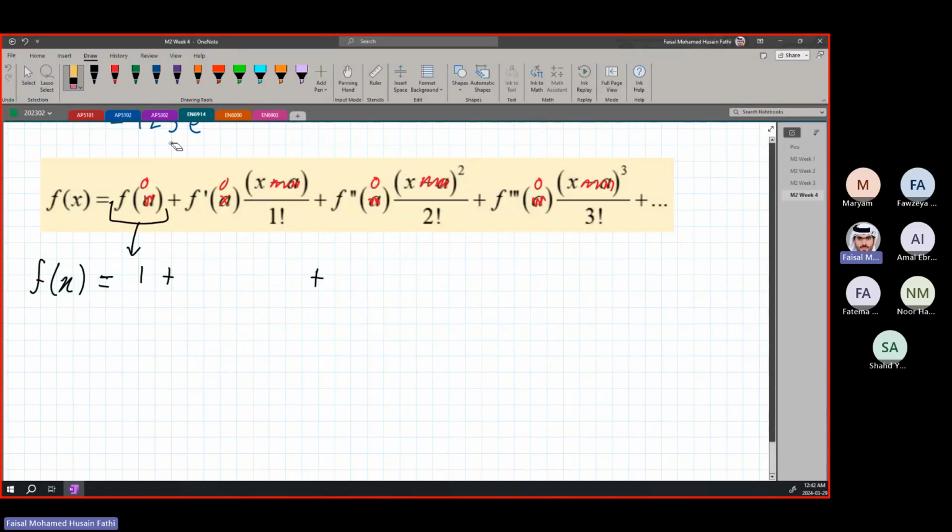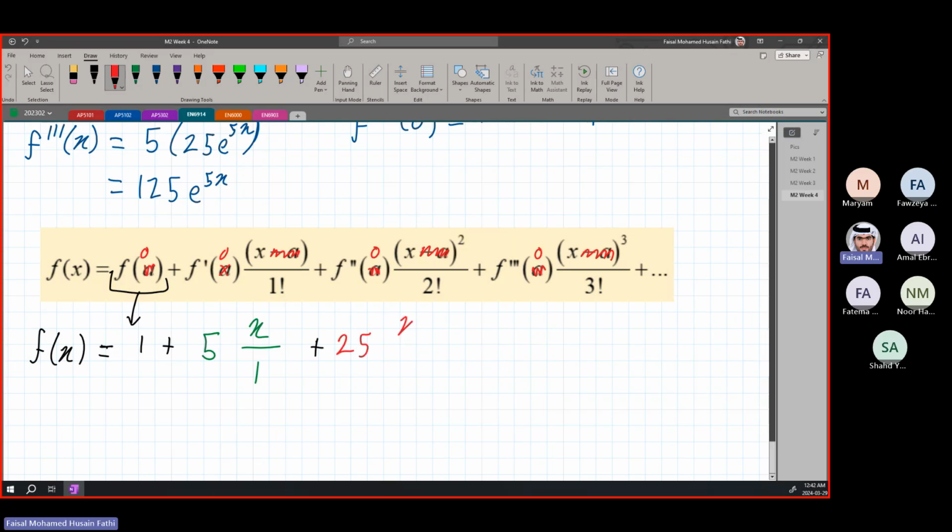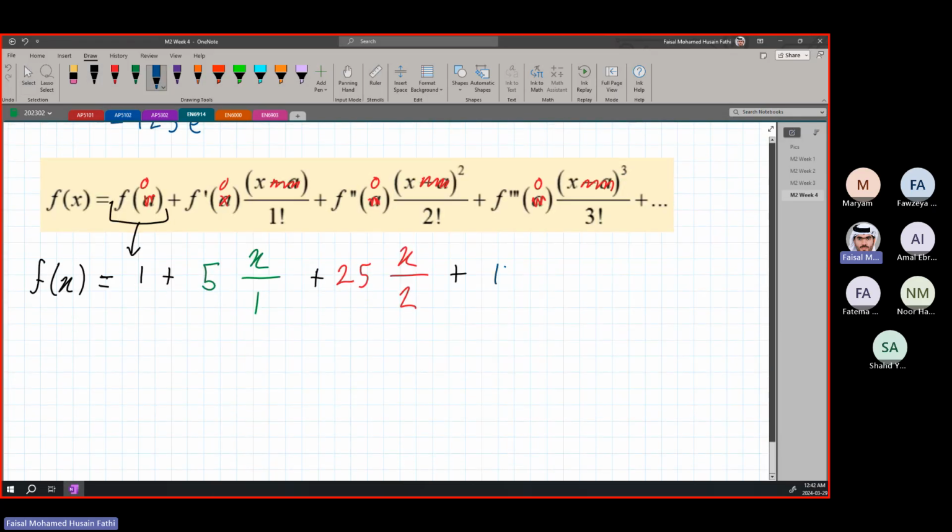So it's 5x over 1 plus the second derivative of 0 is 25 into x over 2 factorial, which is 2, plus the third derivative was 125 x cubed over 3 factorial, which is 3 times 2, which is just 6. Okay, this is x squared, my bad. Remember, the squared is still here. So x squared, x cubed, plus it will keep going on forever.